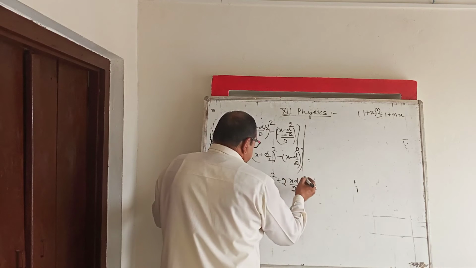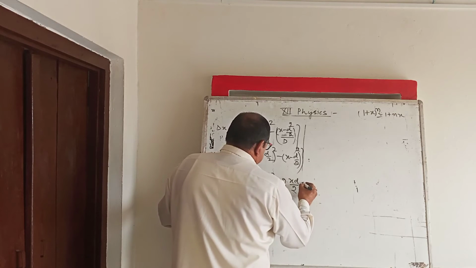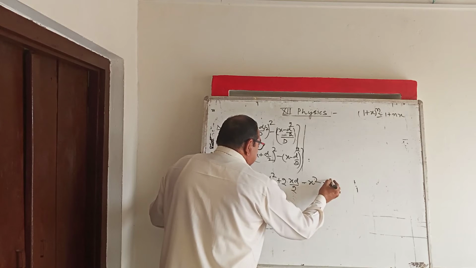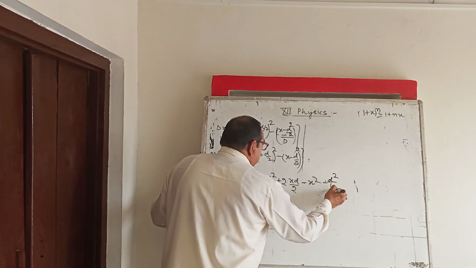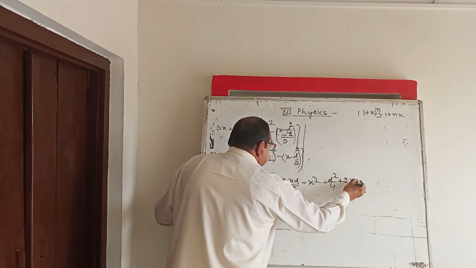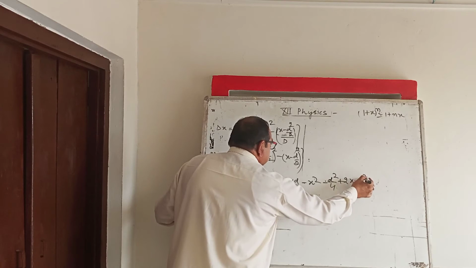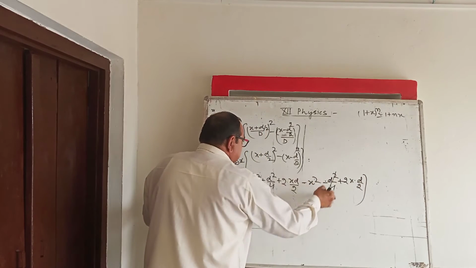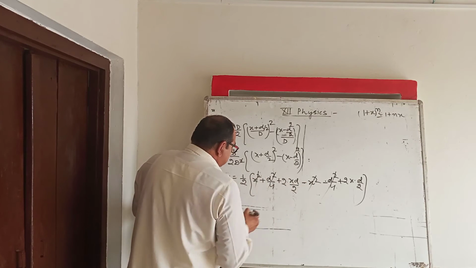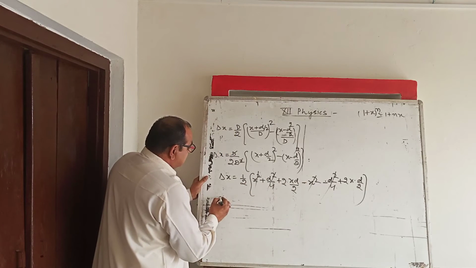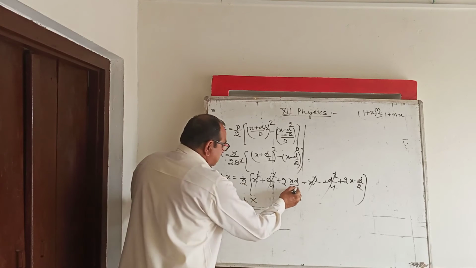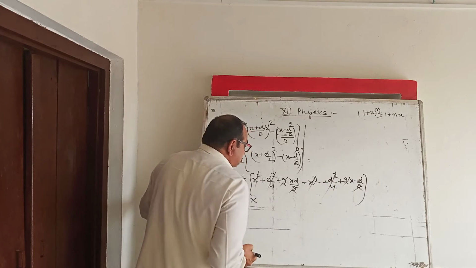Now this is minus x square, plus minus d square by 4, plus 2x d by 2. This is cancelled by this. X square is cancelled by this. You get delta x, path difference, equal to 1 by 2. This is cancelled by this. This is cancelled by this.